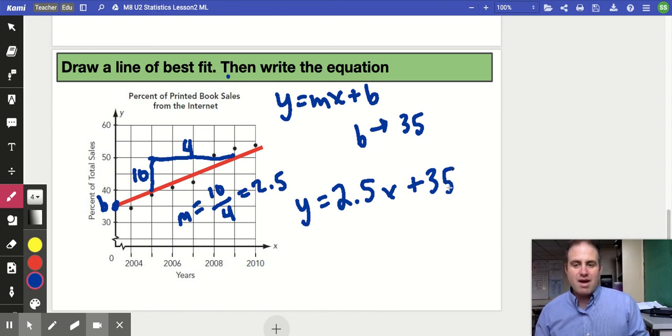So my graph here is kind of starting in 2003. So in 2003, we would have 35% of the book sales from the internet. And then my x would be every year after that. So if I want to know 2013, I could plug in 10 here, and then we could go ahead and solve that equation. So this is my line of best fit, and we can go ahead and match that with a linear equation.